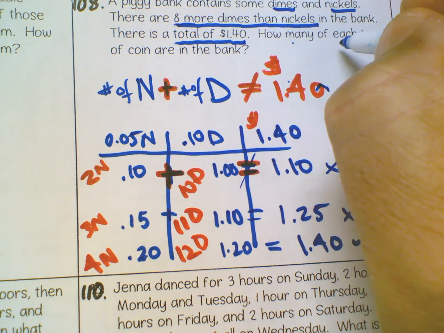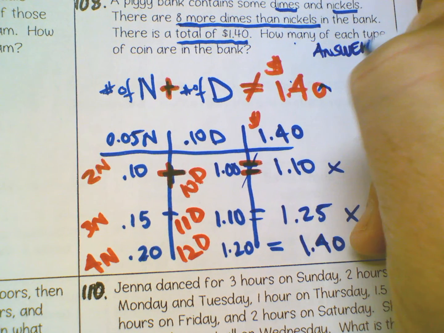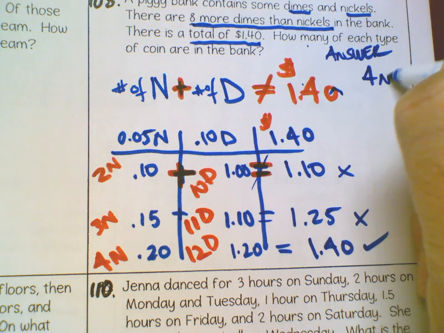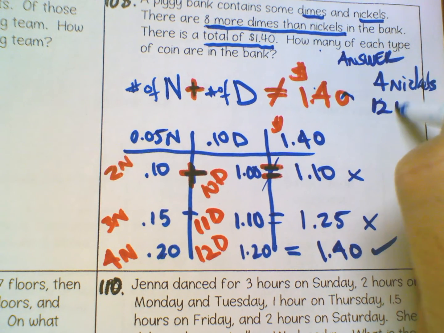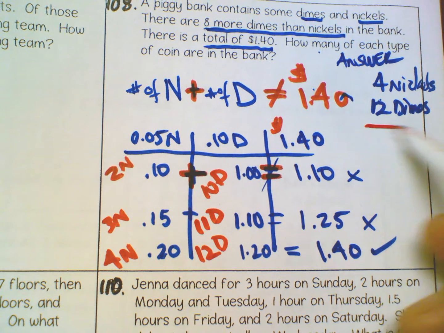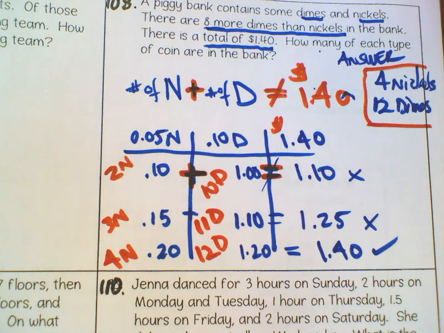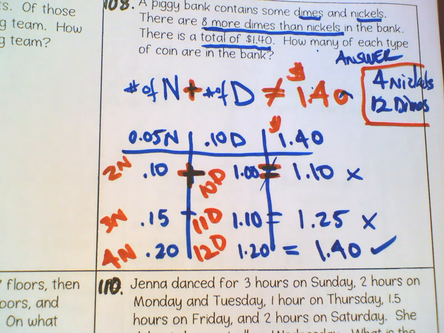Okay, so I can write over here my final answer. My answer is 4 nickels and 12 dimes. Awesome. So that would be our answer for that one. Okay, I'm going to look at number 9.